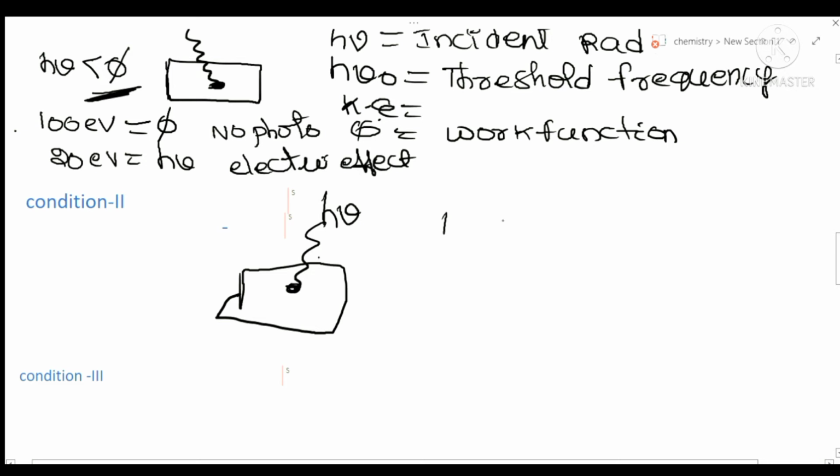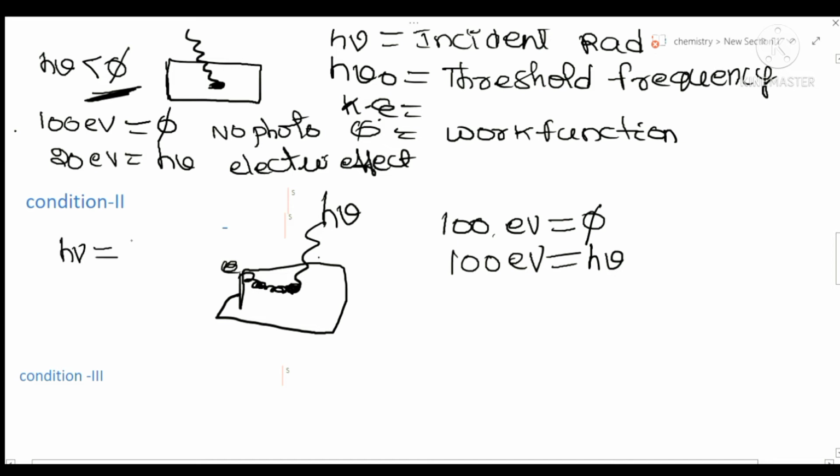Here, for example, take 100 electron volt. To understand better, I am taking 100 electron volt as the work function. So whatever the frequency, whatever the energy I am giving as incident radiation, that is equal to 100 electron volt. That means the energy I am supplying is equal to the work function. So automatically what will happen? The photoelectric effect is observed. Why? Because the same amount of energy that is required for the electrons to come out, I am supplying.